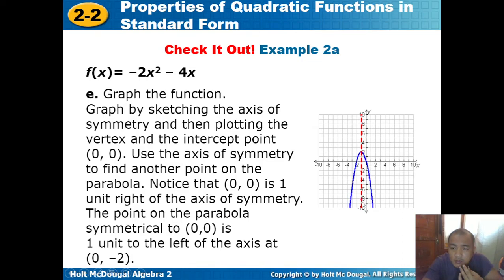Axis of symmetry, x equals negative 1. The parabola opens downwards. You can see the vertex is negative 1, 2. And the parabola passes through the point of origin.